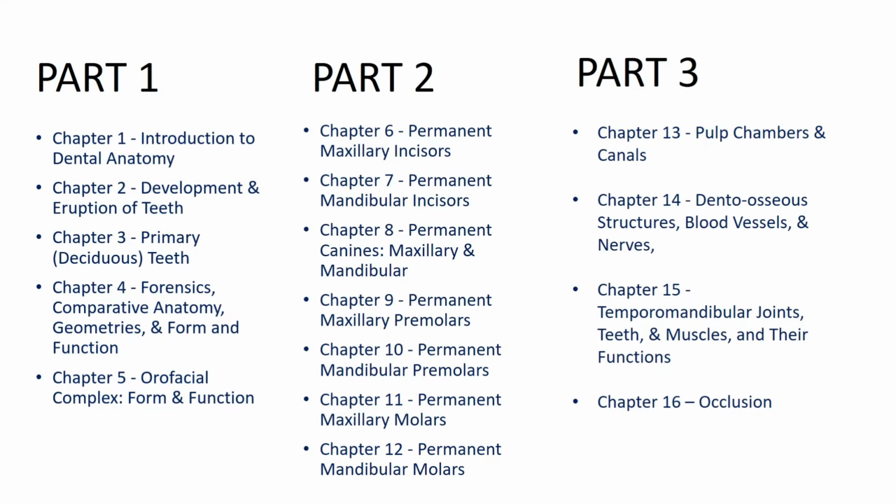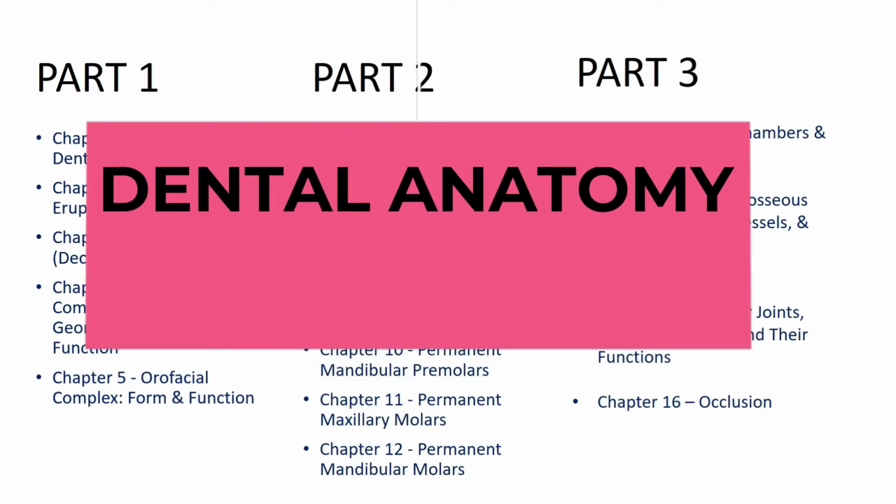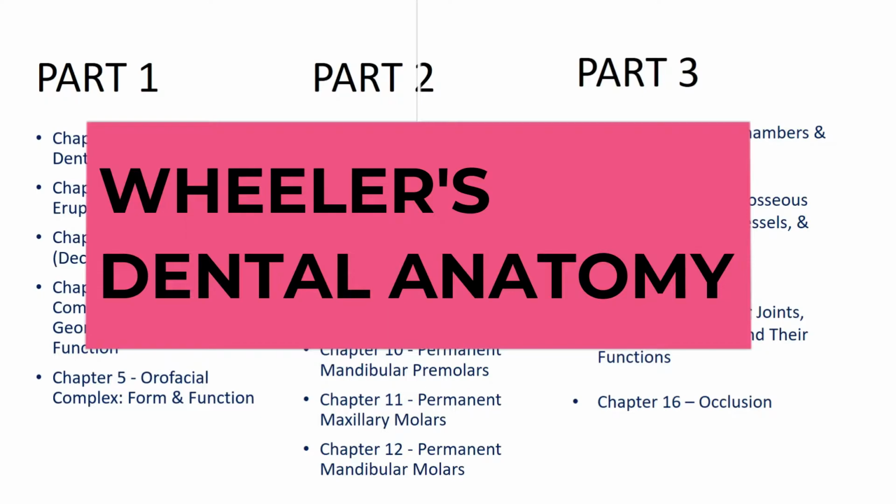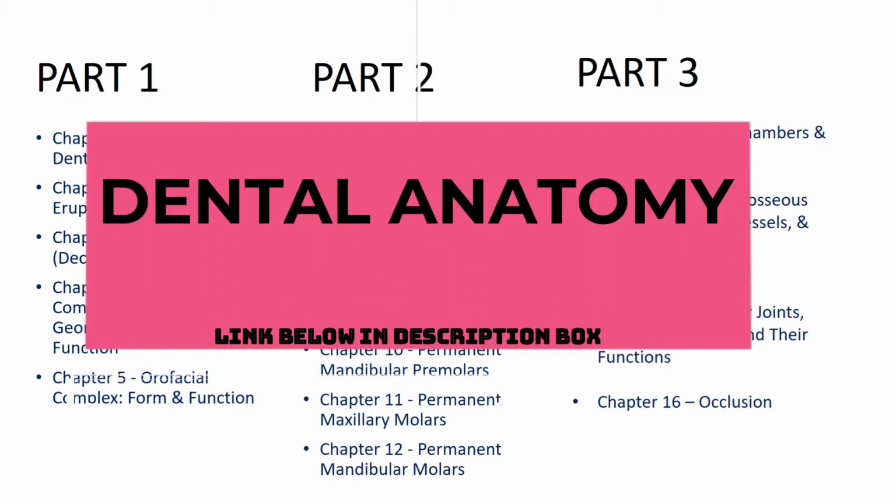Now, I have divided the complete course into 3 parts, and the division of chapters is according to the book Wheeler's Dental Anatomy. This is the standard book of dental anatomy. Most institutes recommend this book for dental anatomy. Most of you must have it, and if you don't, I'm mentioning the link for the same below in the description box. You can check it out.